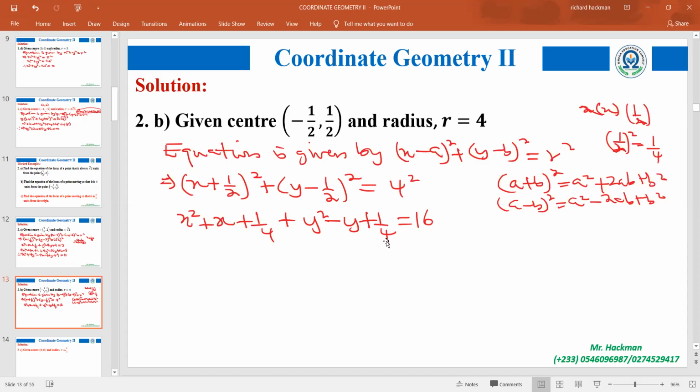So now we have to clear the fraction. In clearing the fraction, what are we going to get? The LCM will be 4, so you multiply each of the terms by 4. I've told you, you can do it mentally. So 4x squared plus 4x, then 1 over 4 times 4 gives 1. Then plus 4y squared, because y squared times 4, minus 4y, then 1 over 4 times 4 gives 1. It's equal to 16 times 4, which gives us 64. Hope I'm right.